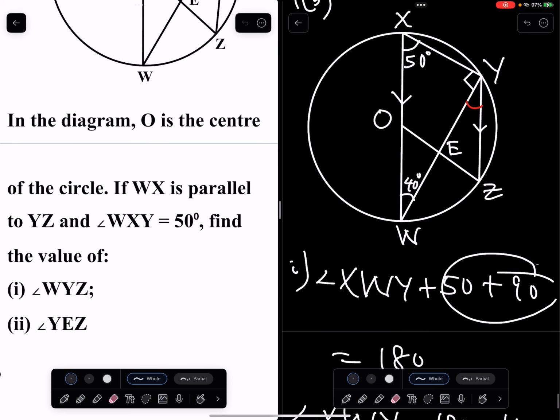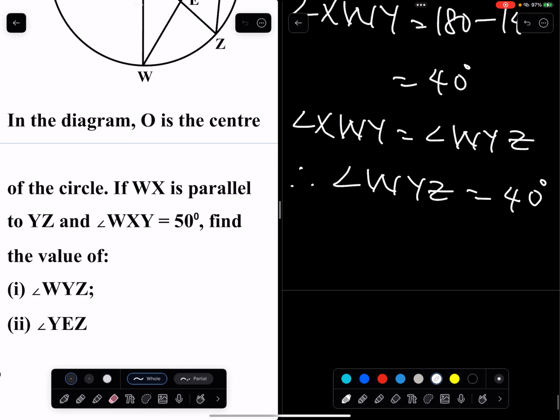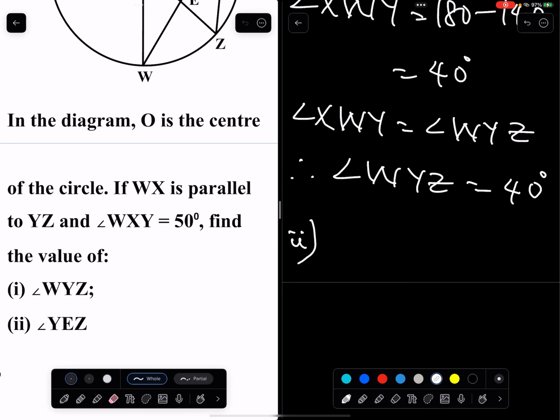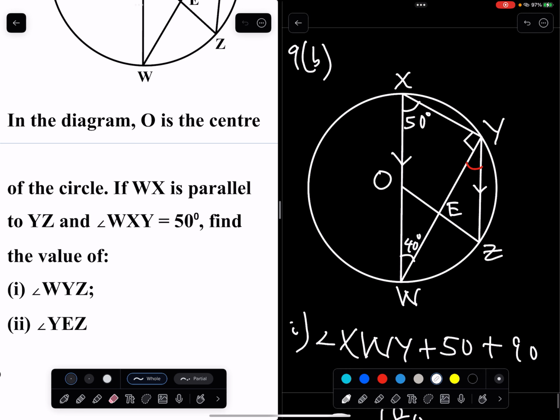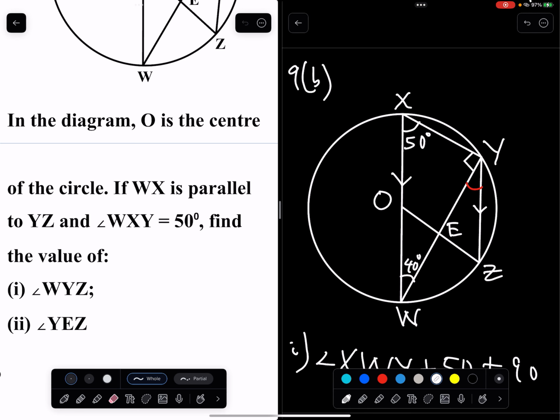Now, what's the next question? Roman figure 2 says, find angle YEZ. That's Roman figure 2, angle YEZ. That might look a tiny bit tricky, but I think it's simple.